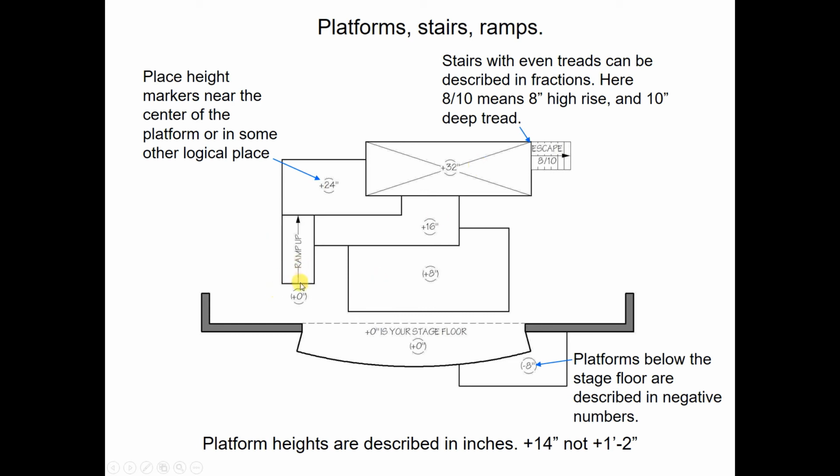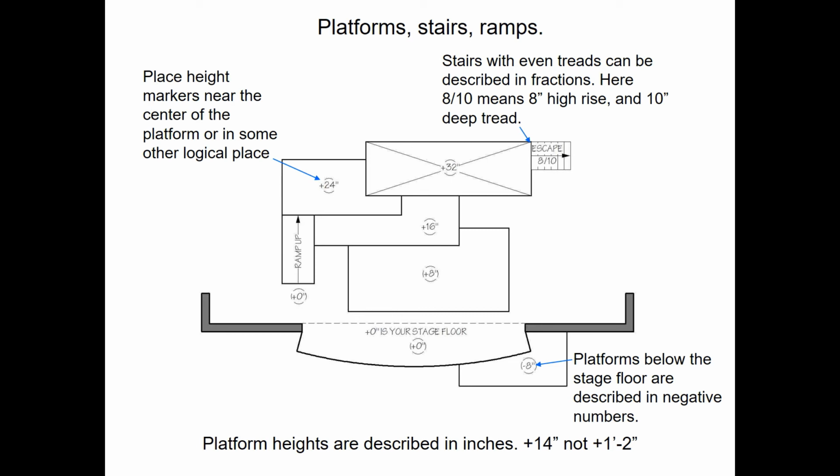Now to draw a ramp, you can do the stage height here, and this is going to be a ramp up to this 24-inch level. There's more information in the drafting part 2 about ramps and the different styles of ramps, so I'll save that for later. On your staircases, though, don't forget that you can use the run over rise, rise over run. 8 over 10 means each tread is 8 inches high and it's 10 inches deep.